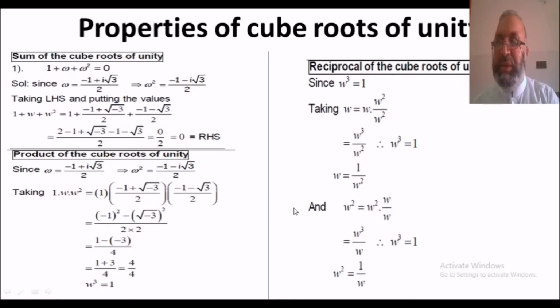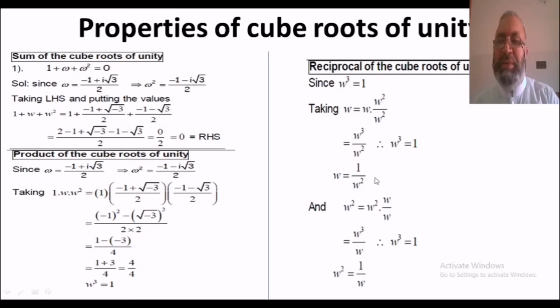Similarly, to prove the second, we take omega square is equal to omega square multiplied and divided by omega. By multiplying omega to omega square, that becomes omega cube divided by omega. Again using the second property, omega cube is equal to 1. By putting the values in this term we get 1 over omega. So from the left side omega square, the right side becomes 1 over omega. Thus we prove two results: omega is equal to 1 over omega square and omega square is equal to 1 over omega.